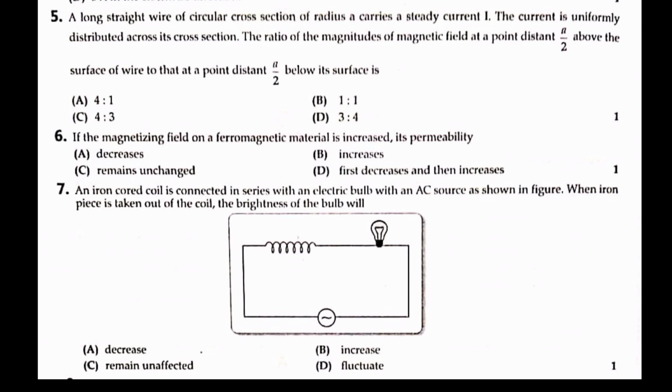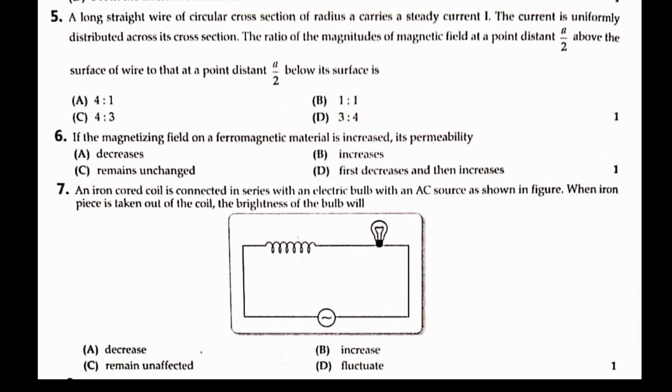So in this question, the magnetizing field on a ferromagnetic material is increased. So what will happen to permeability? What is the relation between permeability and magnetizing field? Yes, in the case of ferromagnetic material, we have studied mu is equal to I by H, where H is the magnetizing field. If H is increased, the permeability will decrease. So option A is the correct answer. That is, it decreases. As the magnetizing field increases, the permeability decreases. Clear? Now we can move to the next question.